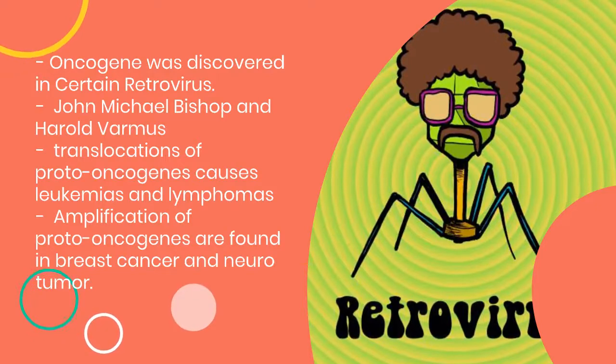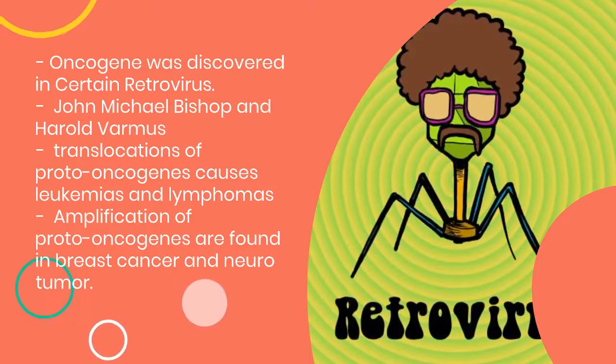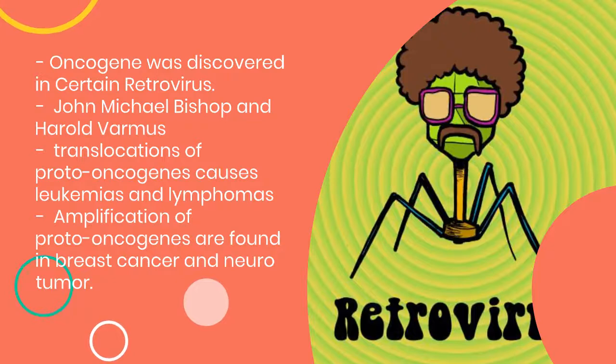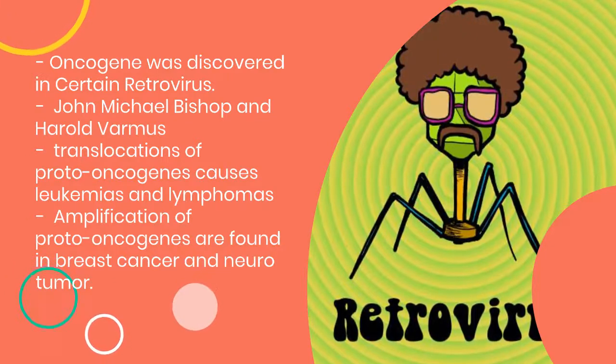Many leukemias and lymphomas are caused by translocations of proto-oncogenes. Amplification of proto-oncogenes is found in patients that have breast cancer or neuroblastoma.